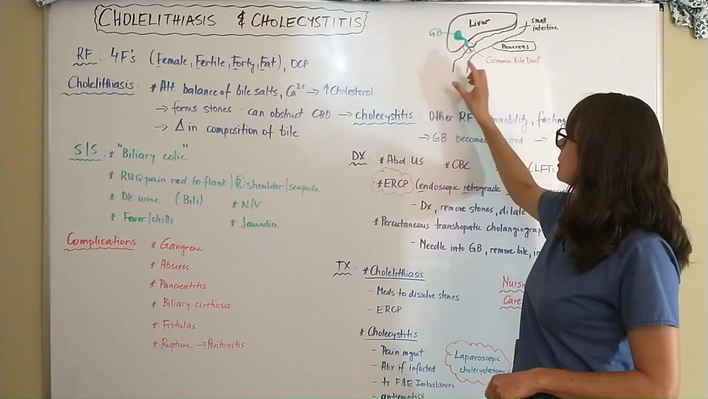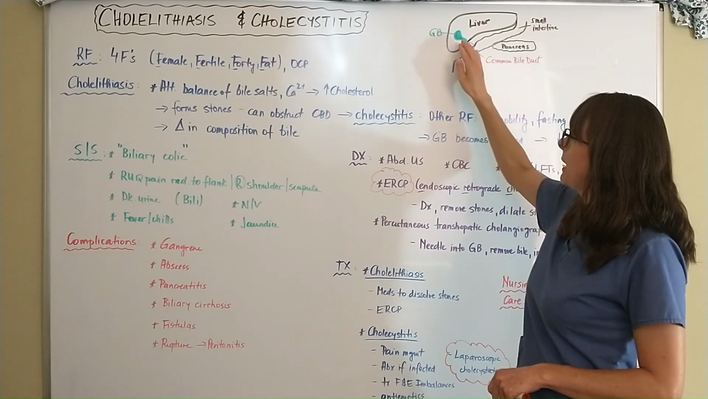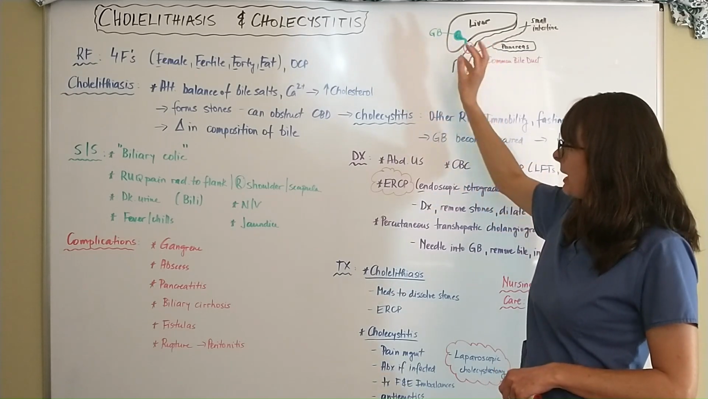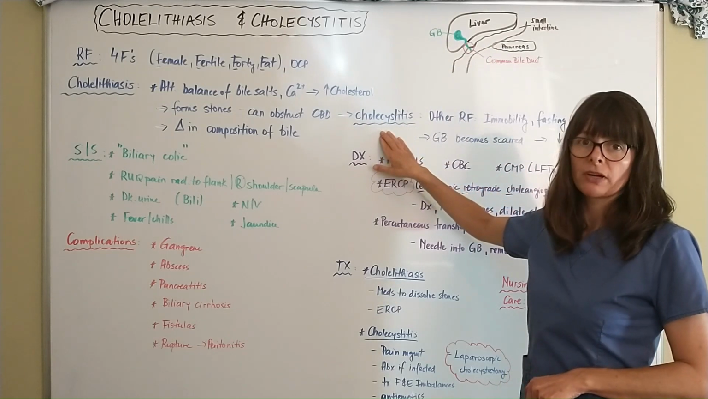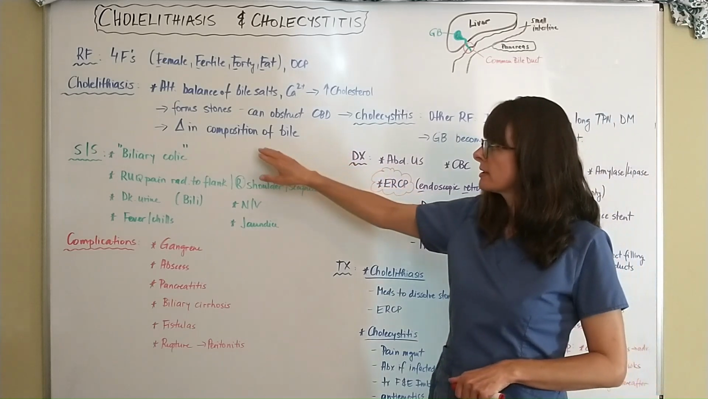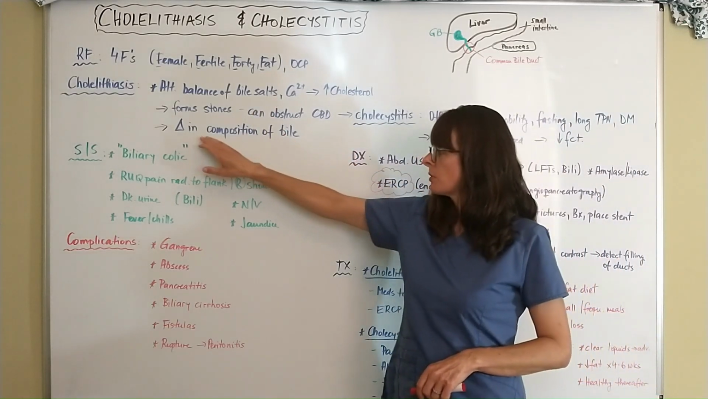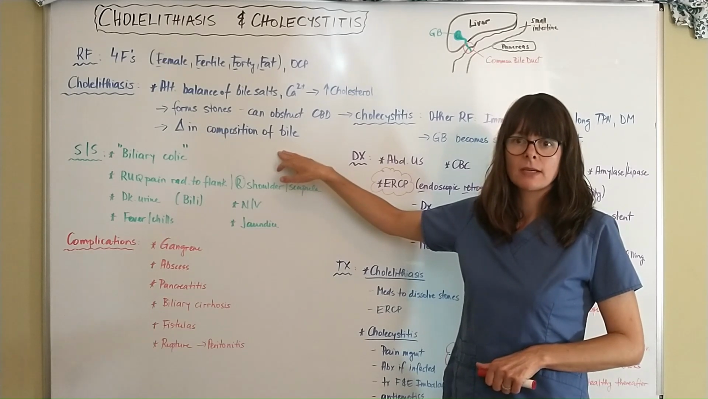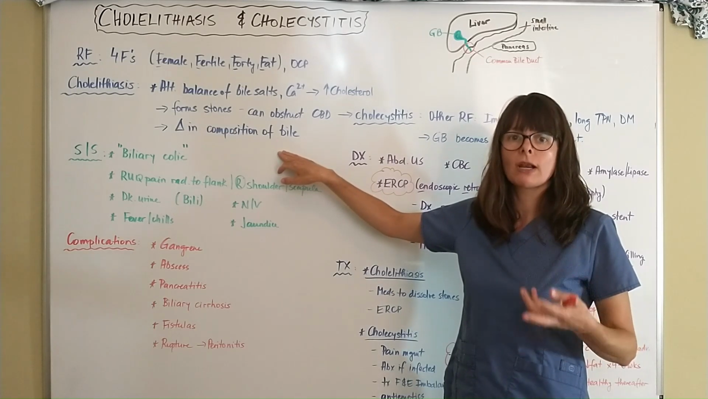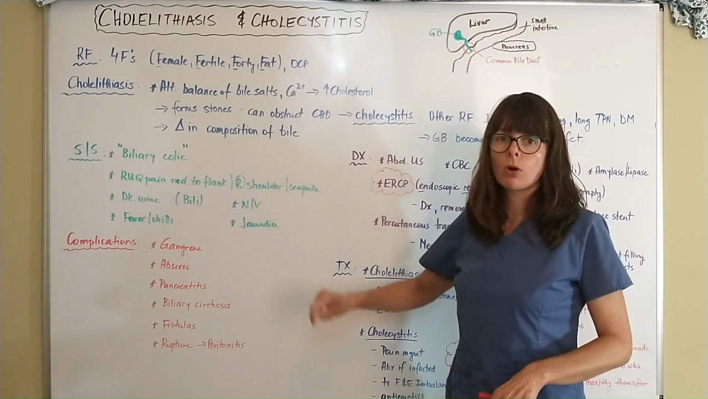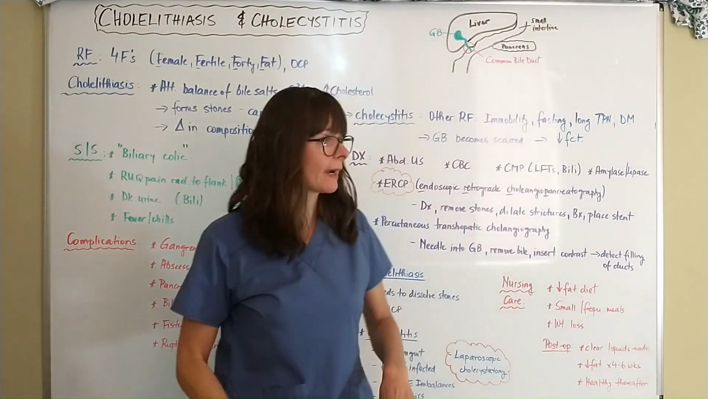Now, when it's obstructed, then the bile cannot be released into the small intestine, and then things back up, which makes the gallbladder inflamed, leading to cholecystitis. And overall, the gallstones also cause a change in the composition of the bile, which then makes the stones more likely to recur. So once you've had gallstones, unfortunately, you're more likely to develop them again.